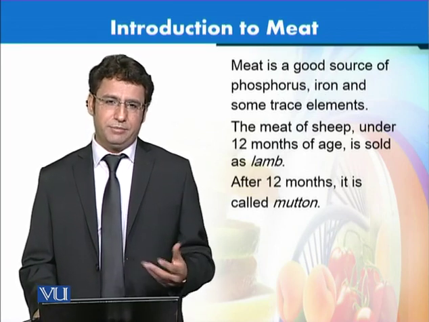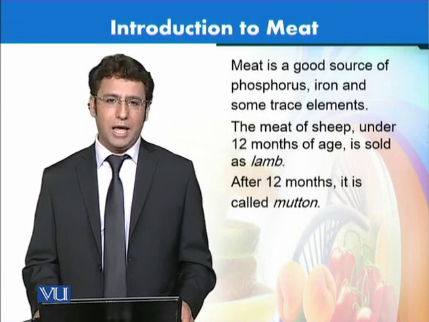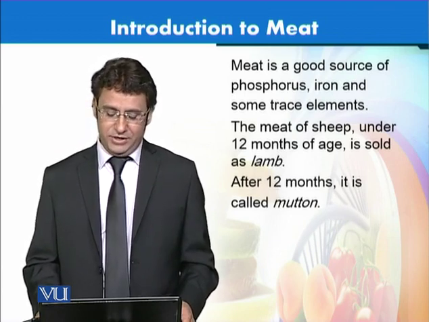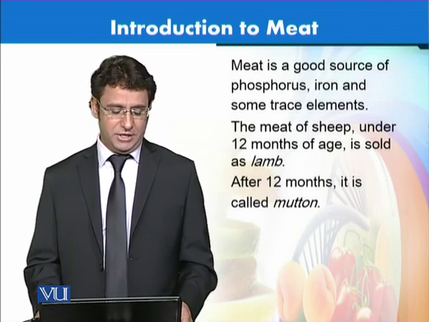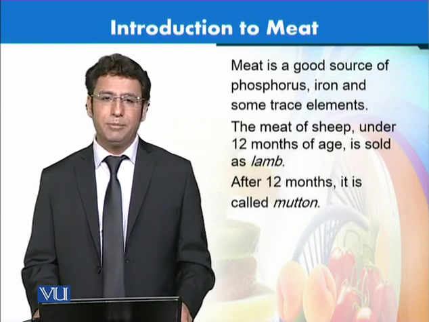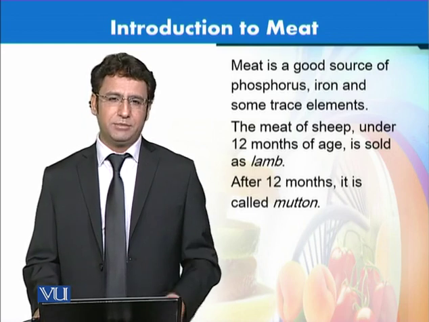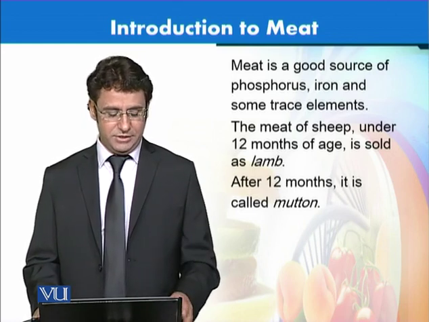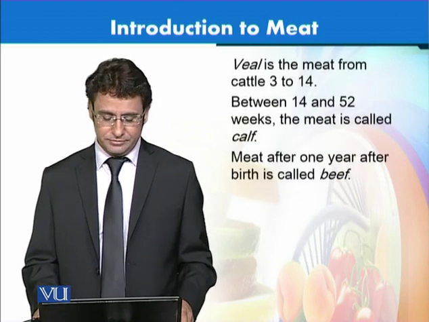There are different meats available in the market, for example lamb and mutton. If we talk about lamb, this is basically meat from sheep under 12 months of age. It would be called lamb. When the age of sheep is above 12 months, the meat coming from this animal would be classified as mutton.